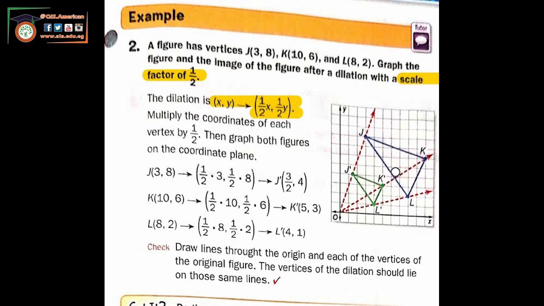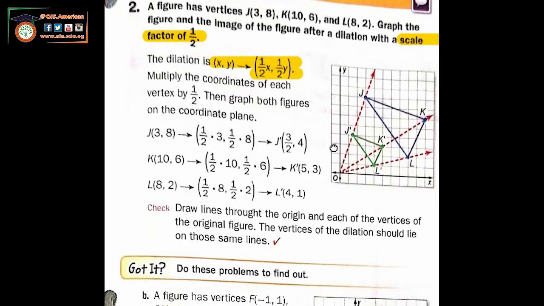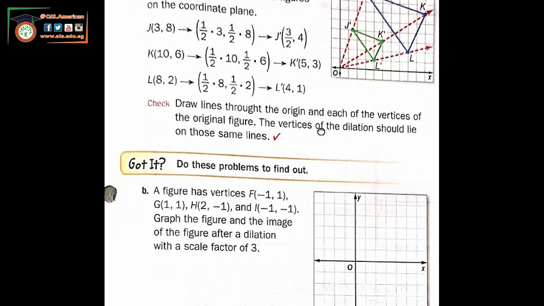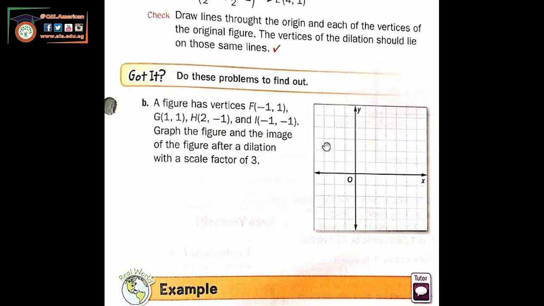Now I can draw my original figure, which is JKL, and draw the image, which is its reduction, J dash, K dash, and L dash. Okay. And this is a dilation by scale factor 3. When the scale factor is 3, it's bigger than 1, so it's an enlargement.